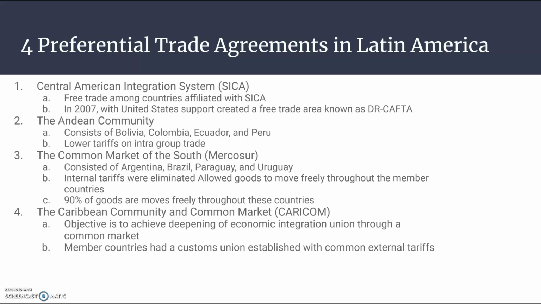And the fourth trade agreement in Latin America is the Caribbean Community and Common Market, also known as CARICOM. And this includes all the island countries such as Antigua and Barbuda, Bahamas, a lot of islands in the Caribbean, along with countries like Suriname and Guyana. But their objective is to achieve deepening strength of economic integration through the common market. These member countries had a customs union established with common external tariffs, which allowed trade to be more accessible and move more freely.